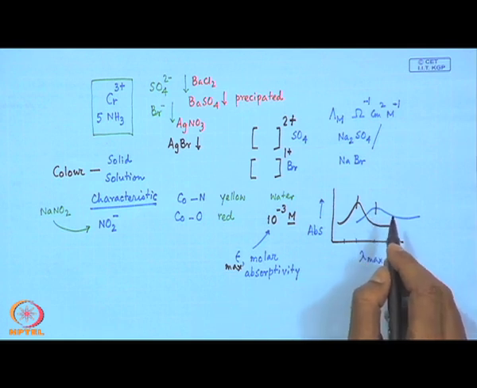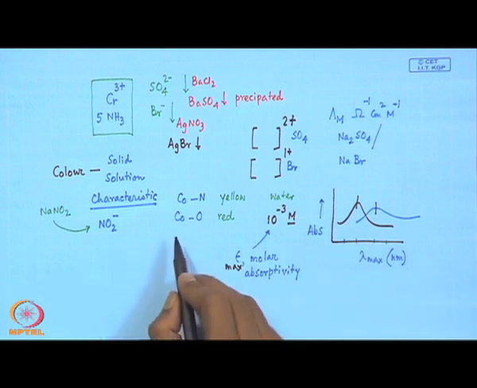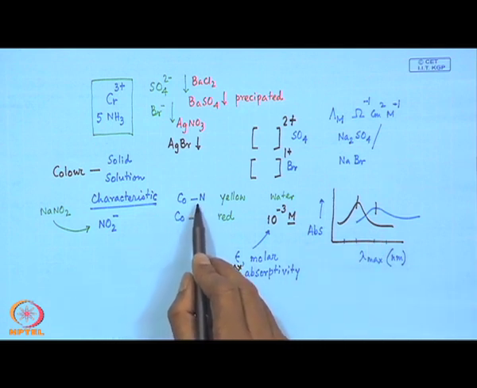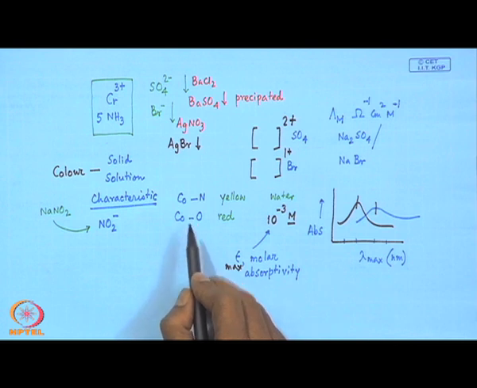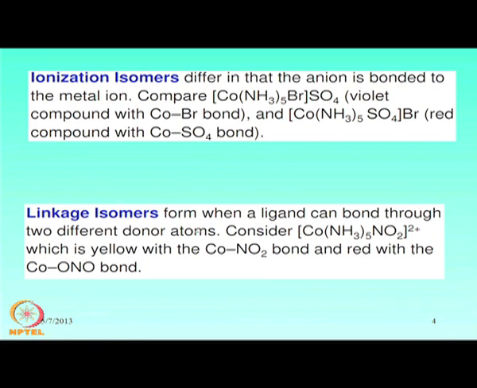So, these two values can definitely characterize whether we have a compound which is nitrogen bound or a compound which is bound through oxygen. So, the spectroscopic technique, that means measuring the electronic absorption spectra, can give us the information whether we have a nitrogen bound isomer or an oxygen bound isomer in our hand.